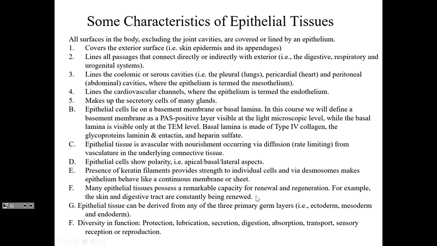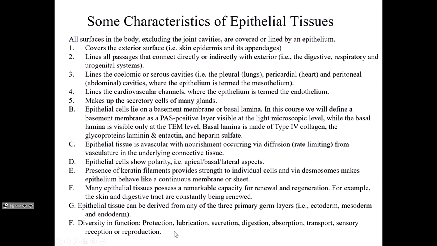Epithelial cells have a good capacity for renewal and regeneration, okay? They're continually undergoing replacement, if you like, because they get worn out. The skin is a good example. The cells of your skin are constantly being shed and replaced with new cells. Epithelial cells can be derived from 3 different germ layers, so this is really embryology: ectoderm, mesoderm, and endoderm. And then, of course, these epithelial cells have a plethora of functions. Protection, such as the skin, lubrication, secretion, digestion, absorption, transport, sensory reception, reproduction.